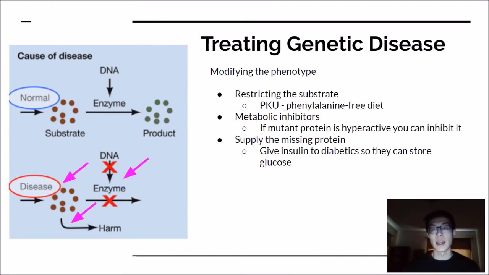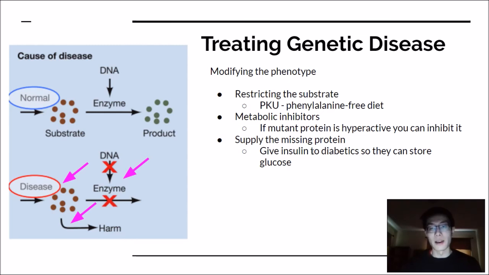So in PKU, which is an illness where individuals, especially young individuals, have issues metabolizing phenylalanine, which is an amino acid in their diet, you can decrease phenylalanine or remove phenylalanine completely from their diet to treat that illness. We can also use metabolic inhibitors. So if there's a mutant protein that's really, really active, you can use a metabolic inhibitor to compete with the substrate of that protein, and you can potentially inhibit that protein.